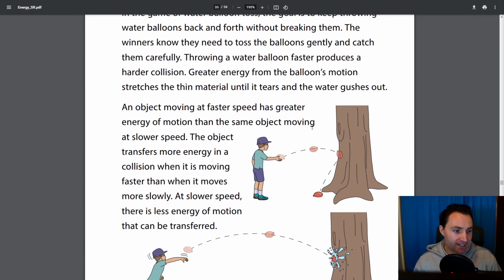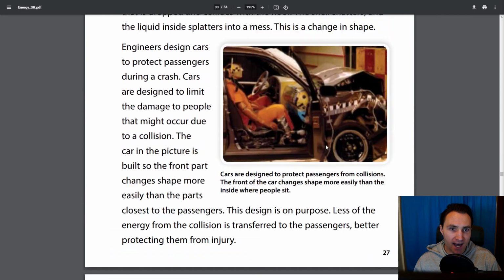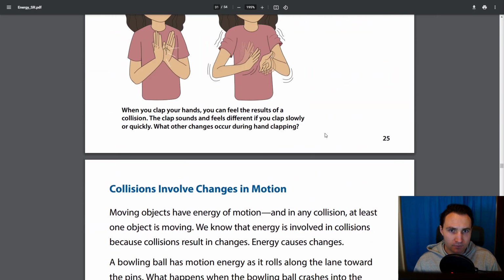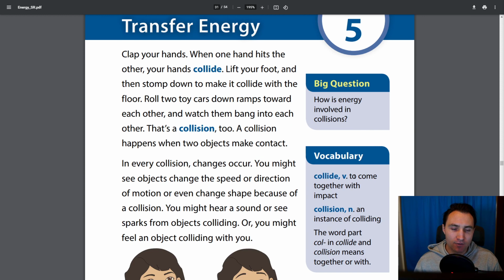Okay, and that is it, guys, for chapter 5. So how is energy involved in collisions? Well, some key points: the greater the speed, the greater the energy, the greater the change. And energy causes changes, and collisions happen when two things come together and impact. That's colliding. So that is a hint and a point that you should be covering in your answer to the big question. And I'll see you guys in the next lesson.